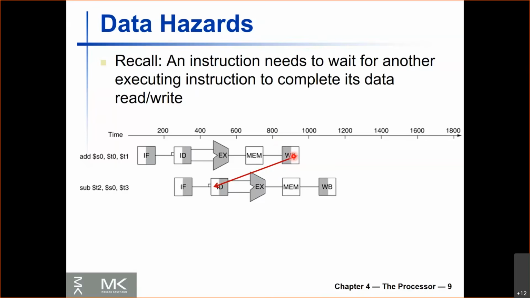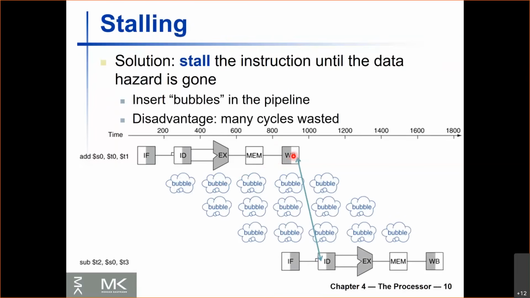So one solution for this was to stall the subtract instruction until the reading from the register file happens after the writing to the register file.